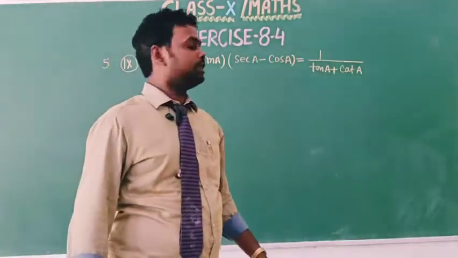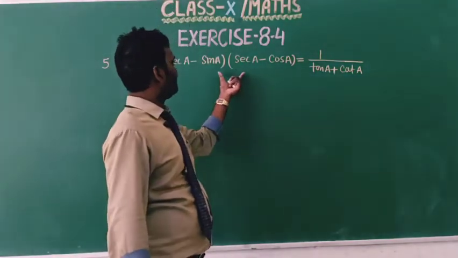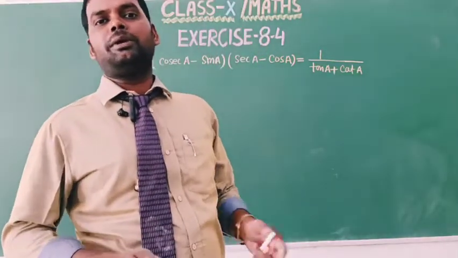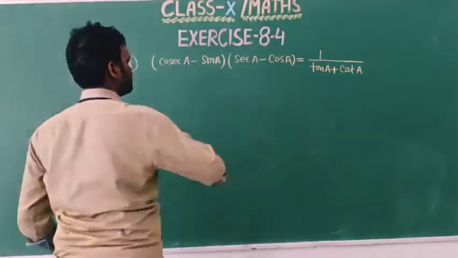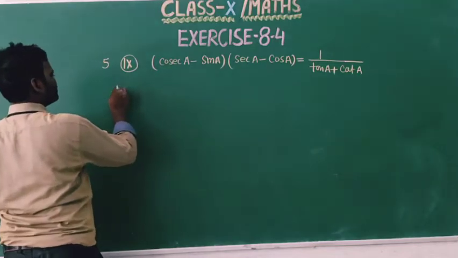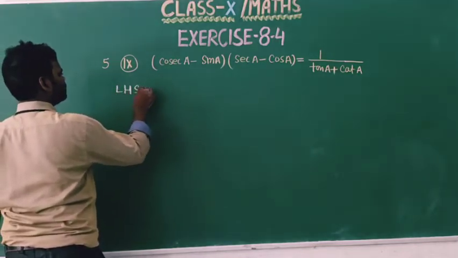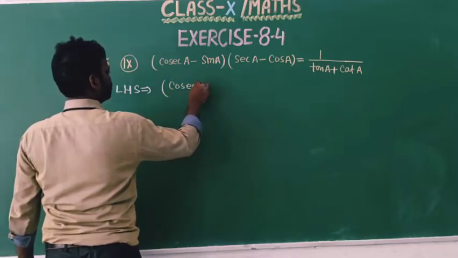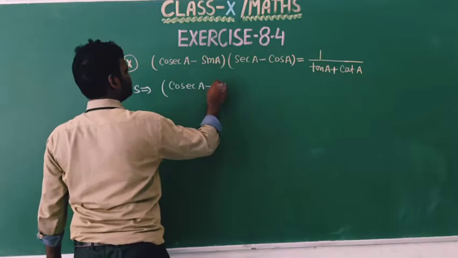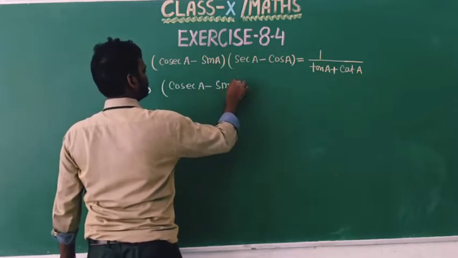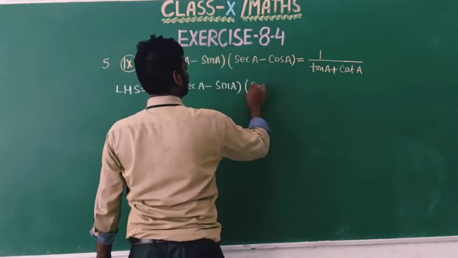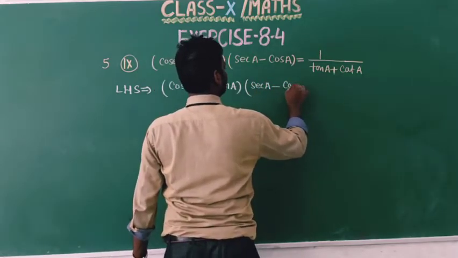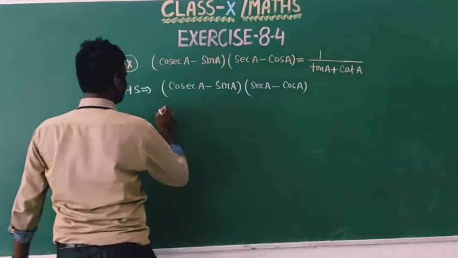Dear children, we have to simplify the given identity, LHS and RHS part separately. First I will simplify the LHS part. This is (cosec a minus sin a) (sec a minus cos a).